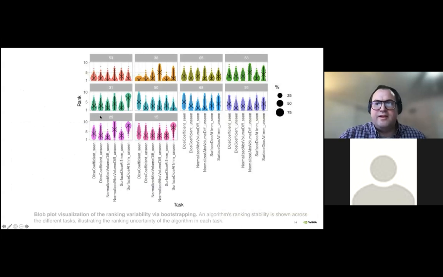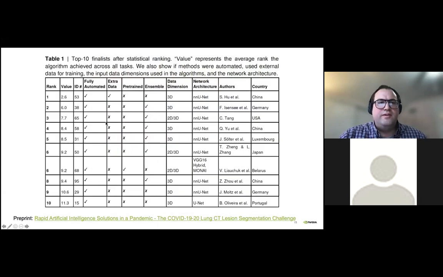We used a statistical ranking toolkit to evaluate all these different algorithms. Here we see the top performing algorithms evaluated on these different metrics across the different tasks. You can see things like the Dice coefficient, normalized absolute volume difference, where the volume prediction is important for this clinical task, and also surface Dice error at 1 millimeter. And the ranking stability of different algorithms is shown here. So you can see 53 and 38 are the best performing algorithms across these different tasks. And then here we see the final ranking.